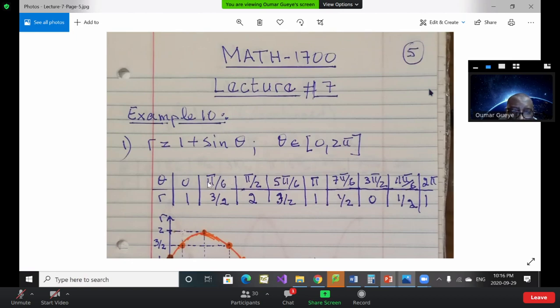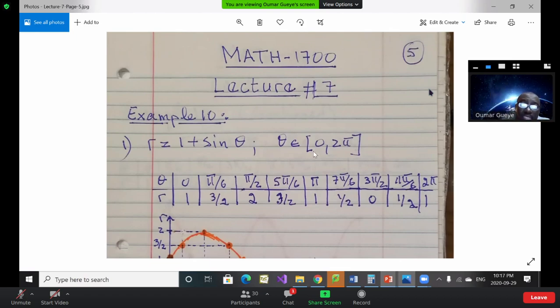Okay, so for example, in the first quadrant, I just pick here 0, pi by 6, pi by 2. In the second one, I choose 5 pi by 6 and pi, only 2. And in the third quadrant, I pick 7 pi by 6 and 3 pi by 2. And in the last quadrant, I just pick here 11 pi by 6 and 2 pi. Okay, just 2 values from each quadrant, and simplify the calculation. That's why I didn't take, as I told you, the square root.